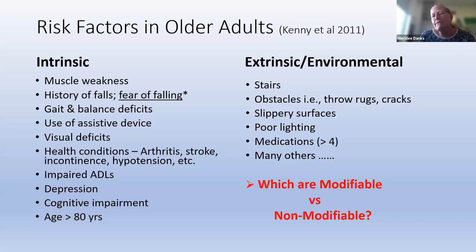So modifiable ones are things that we can have direct control over, or through education or making changes in home environments. There are some intrinsic factors that are also modifiable. So if somebody has weakness, and a lot of times with balance problems, weakness may come with weakness in hip abductors or weakness in ankle dorsiflexion. And those might be target areas that we work on assessing and increasing strength in also.